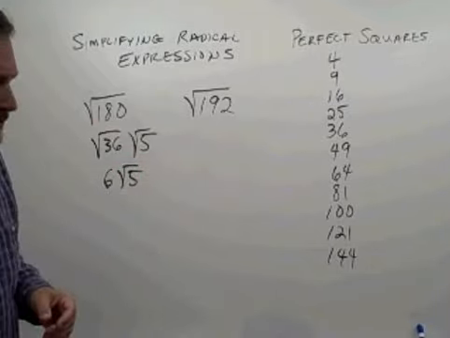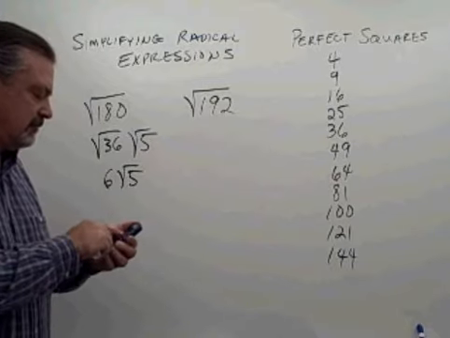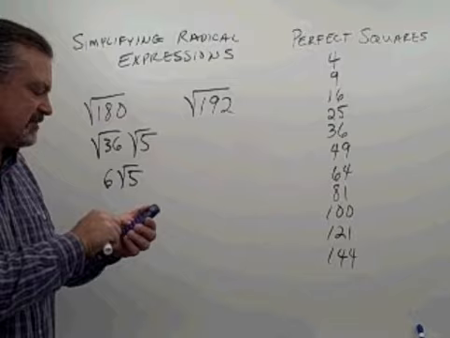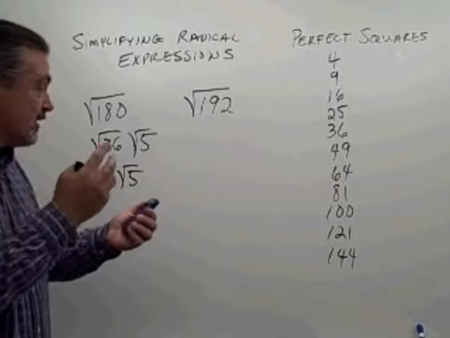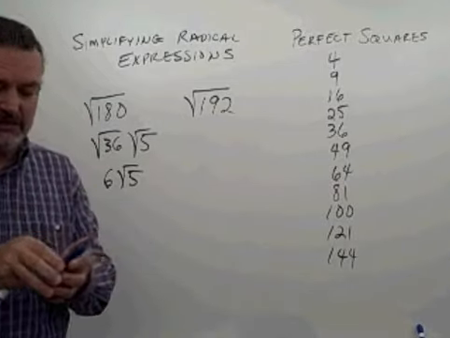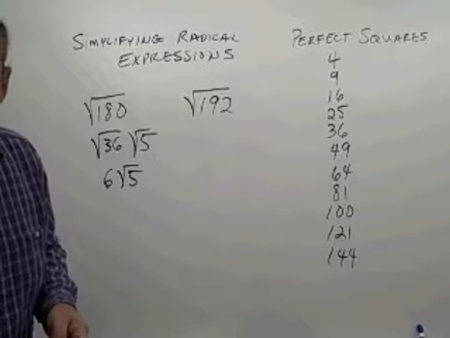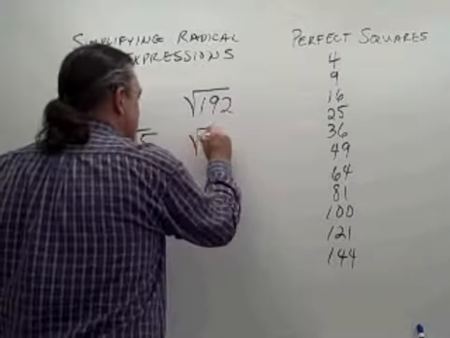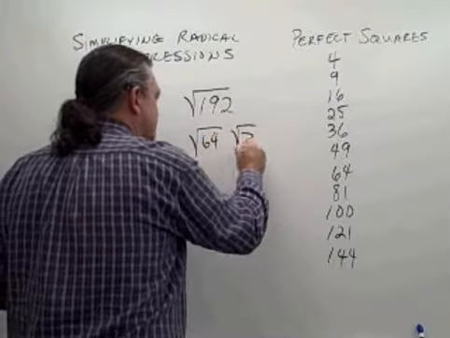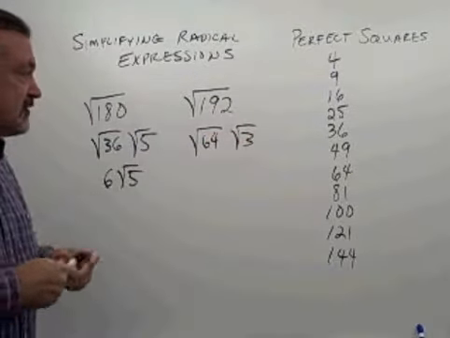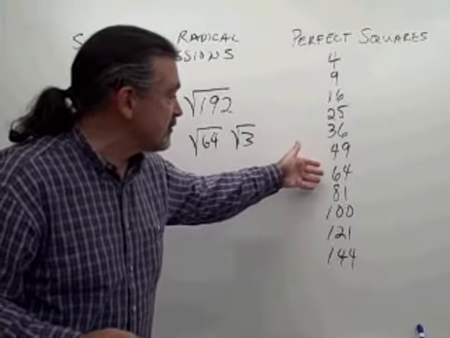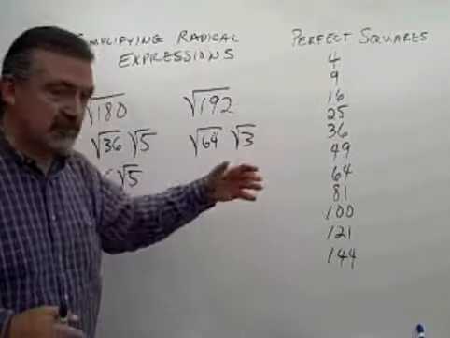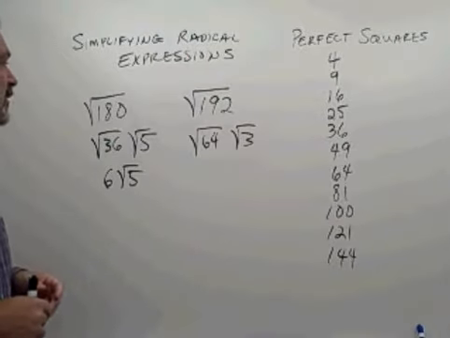That doesn't work. I could try 64. 192 divided by 64 gives me 3. And 3 is a prime number. That's a good clue to me that I've been successful and I've found the largest perfect square factor of 192. So sometimes you might want to start at the larger numbers and work your way down rather than smaller numbers and work your way up in your list of perfect squares.